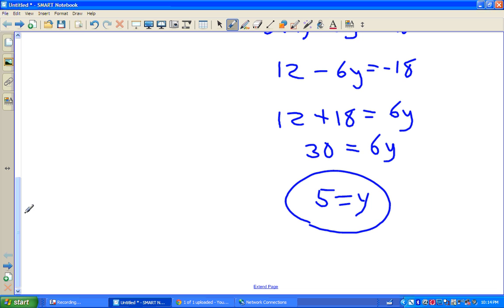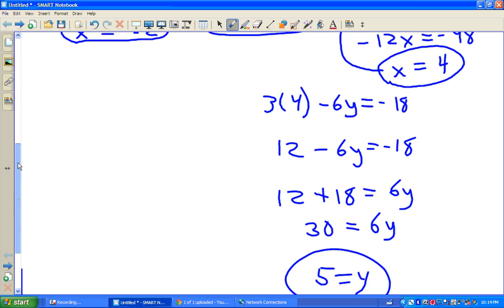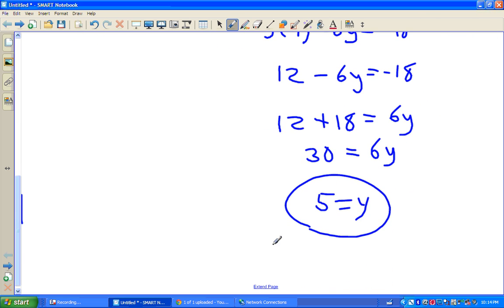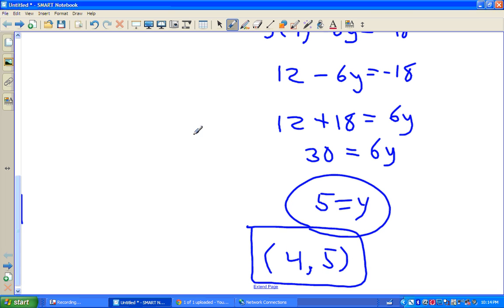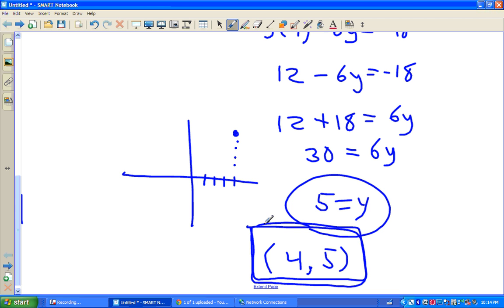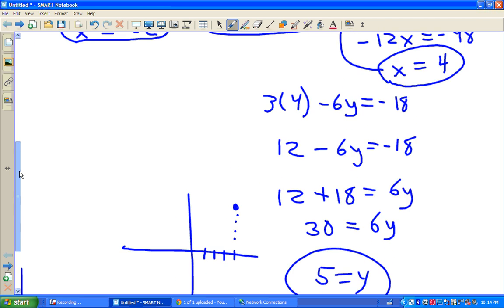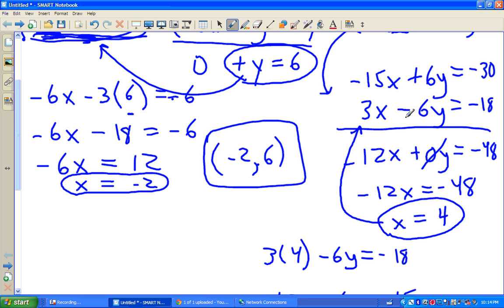Okay, so up here we had x equals 4, y equals 5. So our solution here is 4, 5. And just like we said with the other problem, if you were to graph these two lines, they would intersect at x equals 4, y equals 5. That's where the two lines would intersect. That is a solution to this system of equations up here, the original one we had.